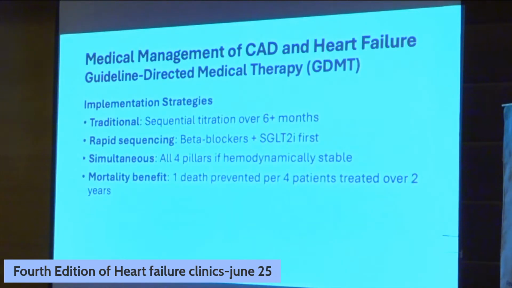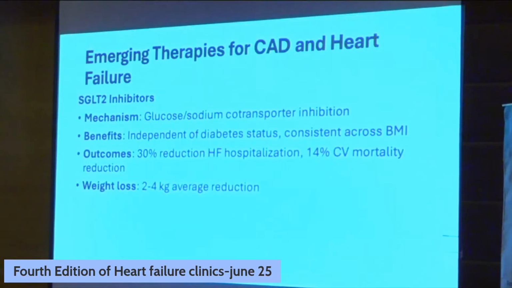There are various ways you can give this medication. You can give them sequentially one after another, but nowadays what we do is give them rapidly, fast, and most of the time simultaneously. That means we give all the 4 drugs if the patient is hemodynamically stable, and if you treat 4 patients, 1 death is prevented in the first 2 years. So you get a substantial early mortality reduction if you give the 4 guideline-directed medical therapies.